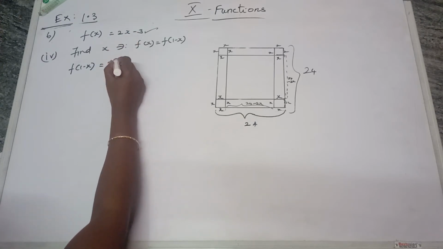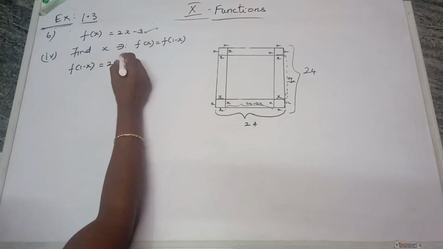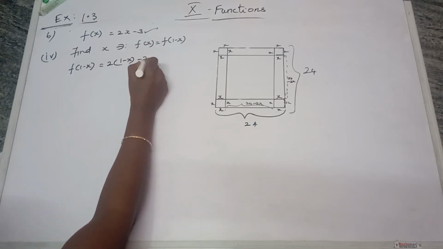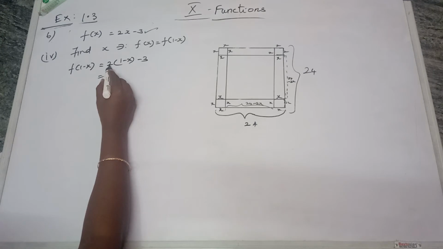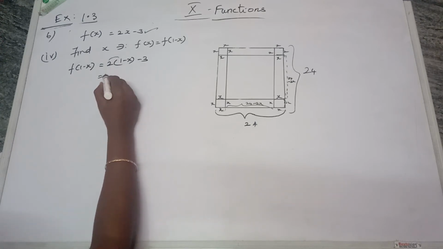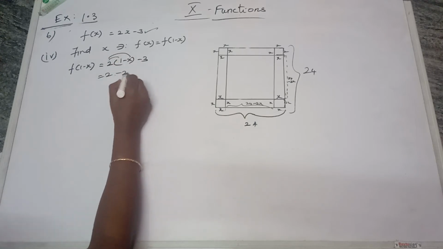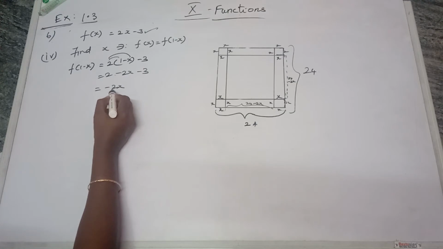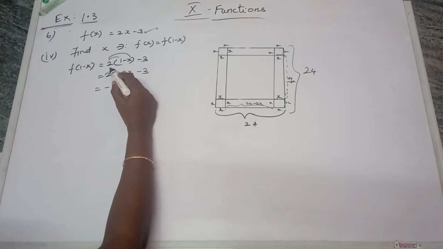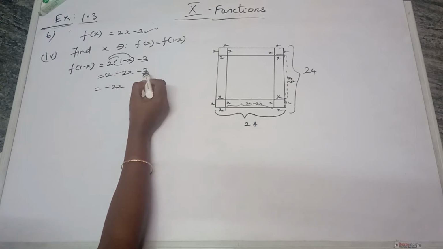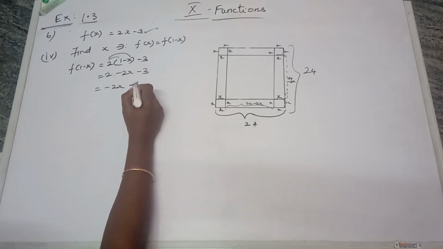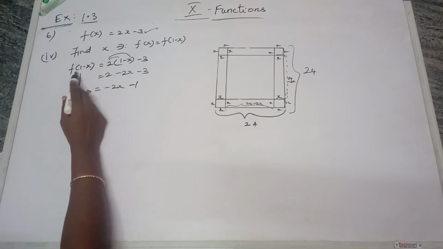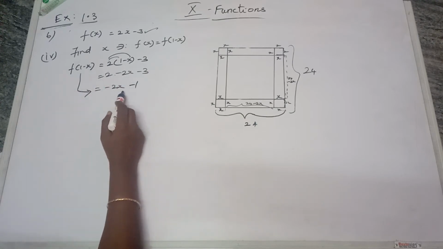So 2 into, in the place of x we have to write 1 minus x. Then here minus 3. Here 2 is outside, common for these two elements inside the bracket, so you have to multiply it. 2 into 1 is 2, and 2 into minus x is minus 2x, and minus 3. Here minus 2x, first you write the x term, and then the constant terms: 2 minus 3 is minus 1. So we have found the value of f of 1 minus x is nothing but minus 2x minus 1.